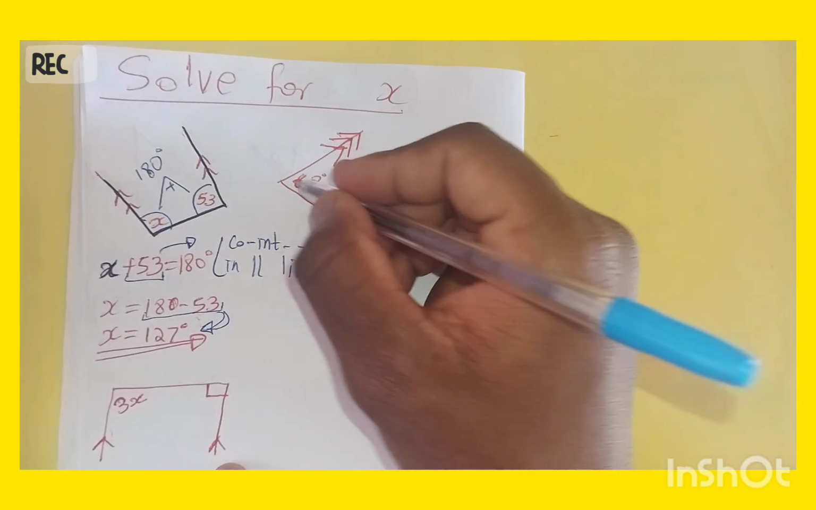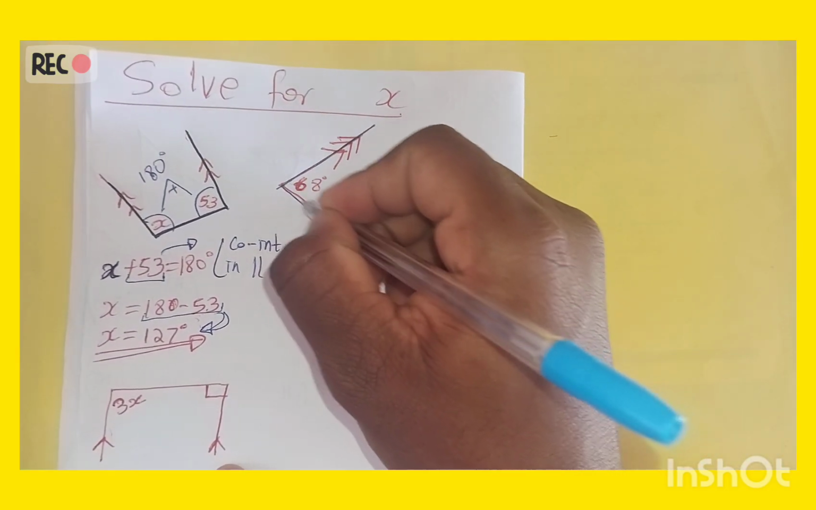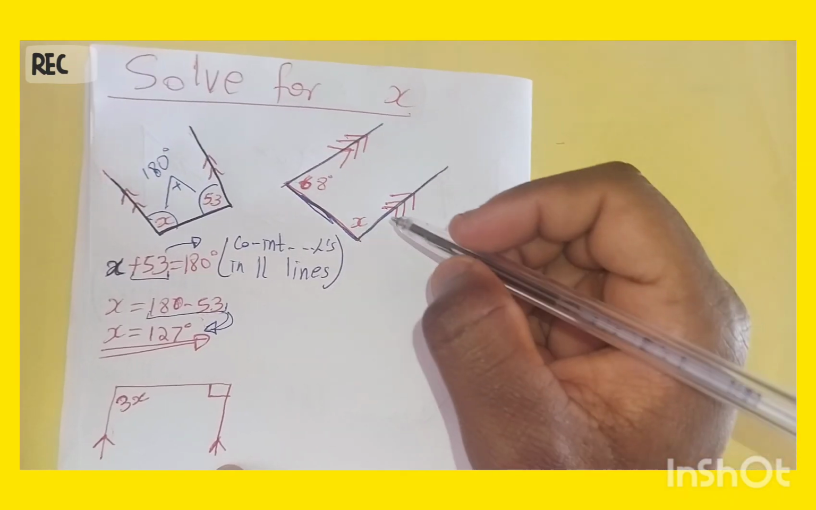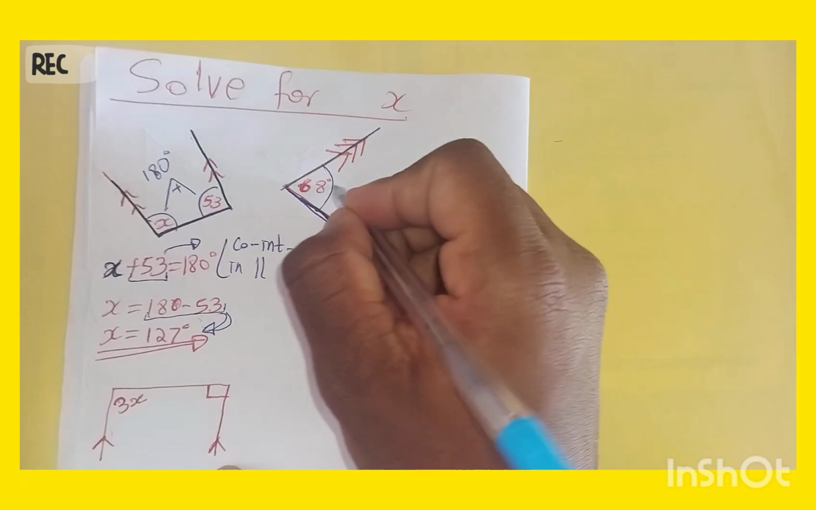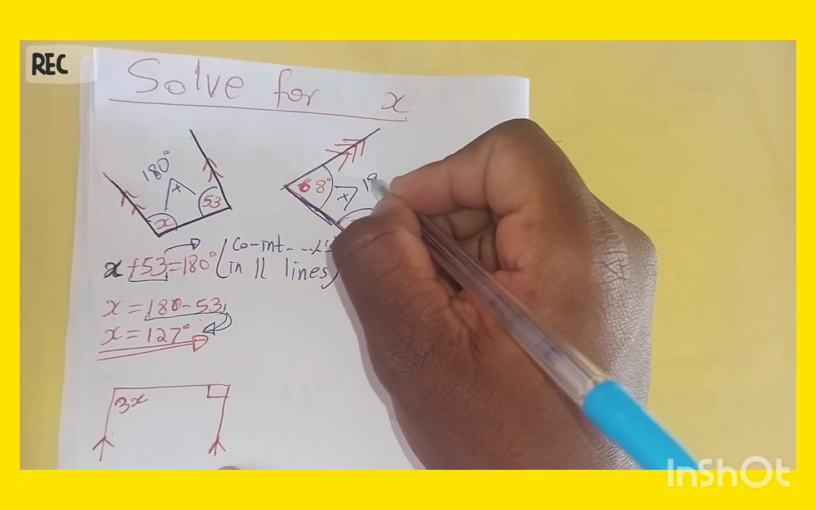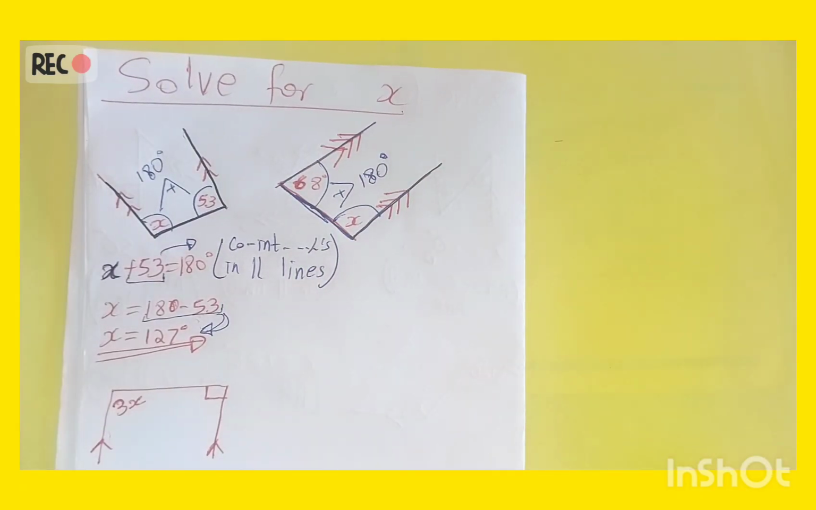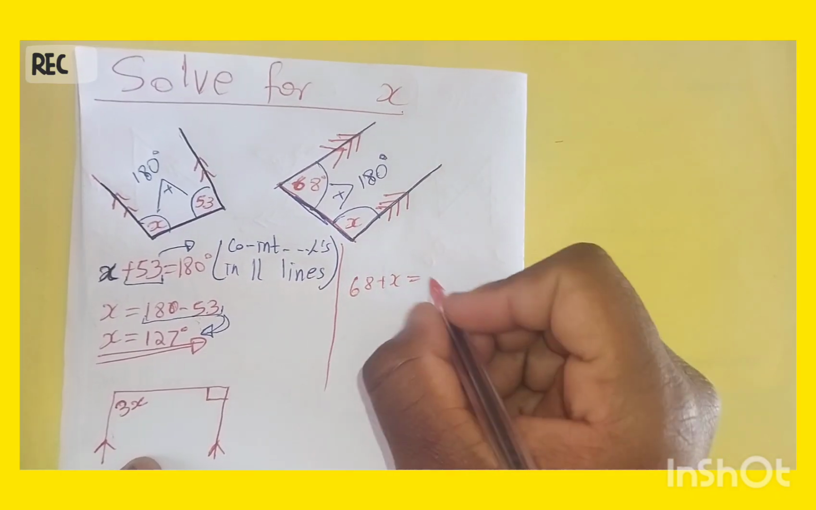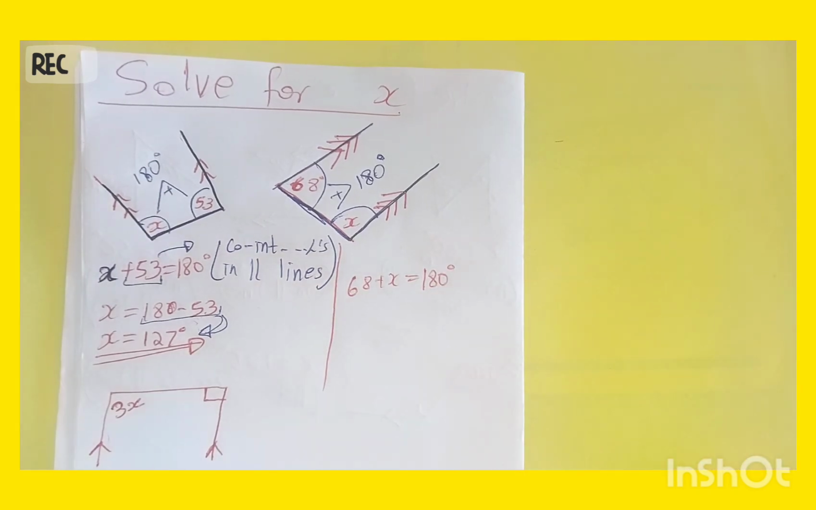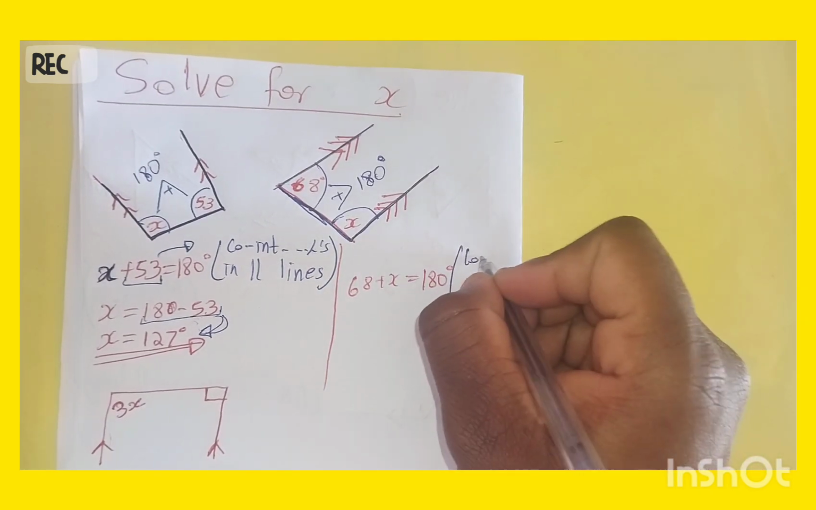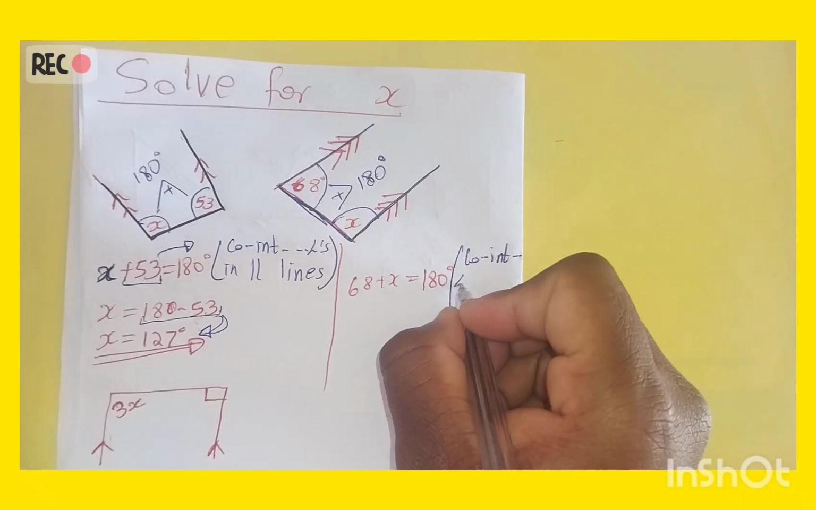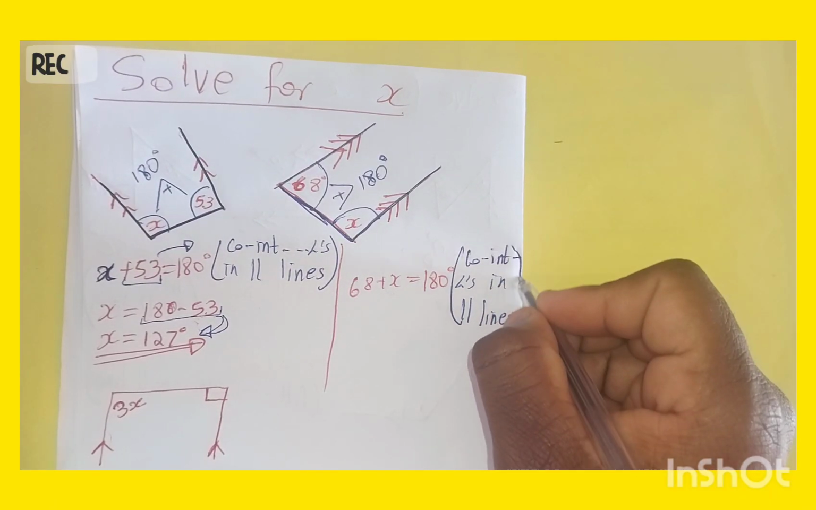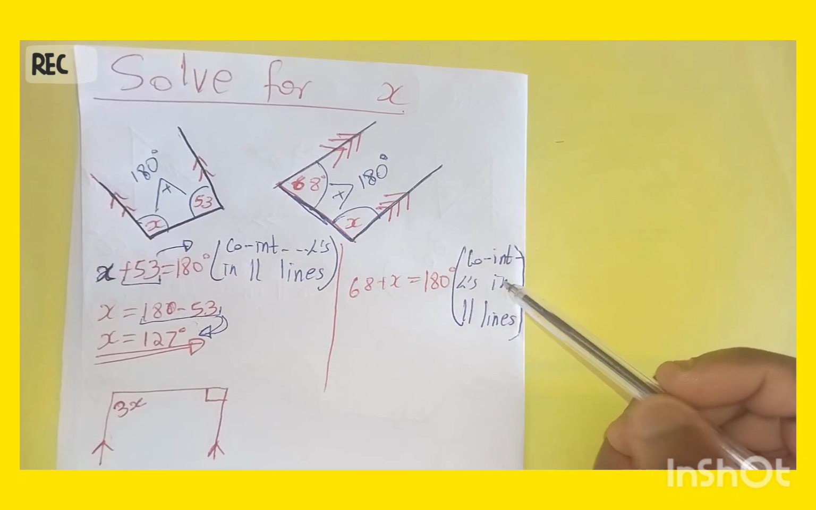Then for this one, since there you were able to form the shape U, here I'm able to form that shape U. So it simply says that this angle and that one, when I add them, should give me 180 degrees. Straightforward, guys. It simply says that if I add 68 plus x, I should get 180 degrees. The reason is that those are co-interior angles in parallel lines.